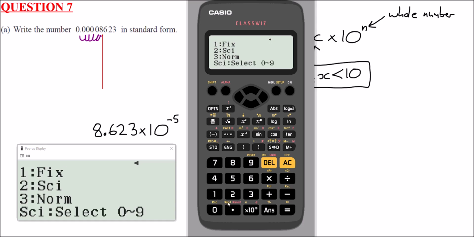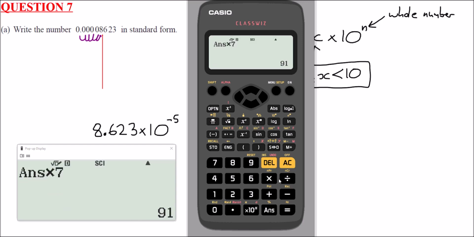So press 2, then here it says select 0 to 9. That means how many significant figures you want to have in your final answer. If in doubt, just put 9, and then you can ignore the trailing zeros at the end. So put 9. Okay. Now we just type in the number as it is, and press equals, and the calculator will do the hard work for us.